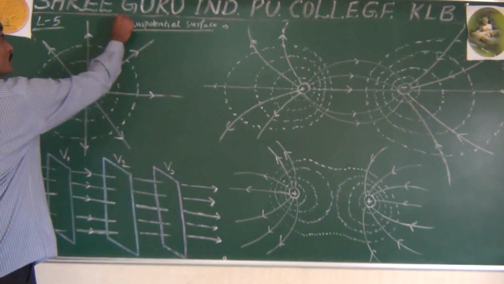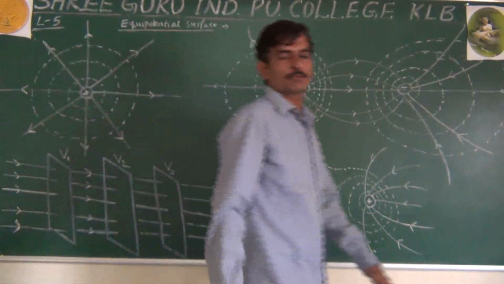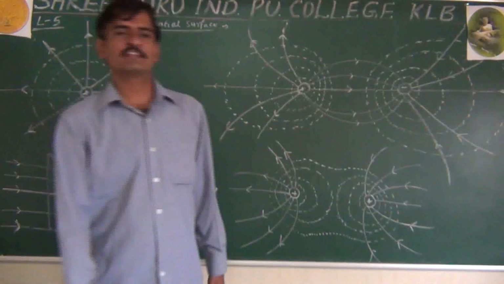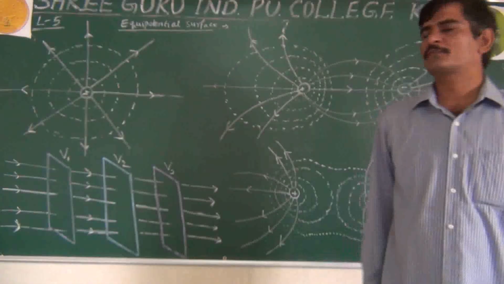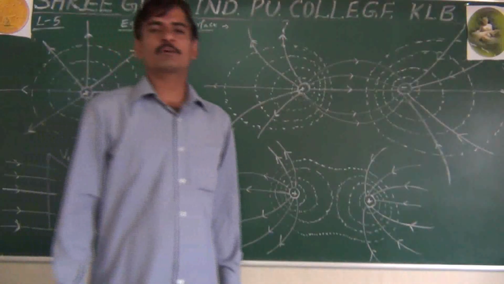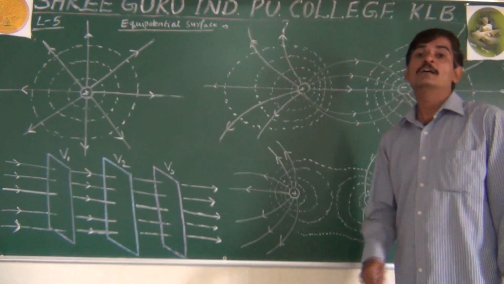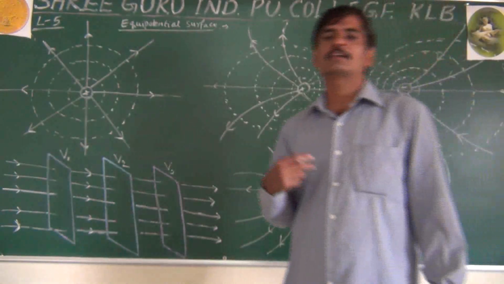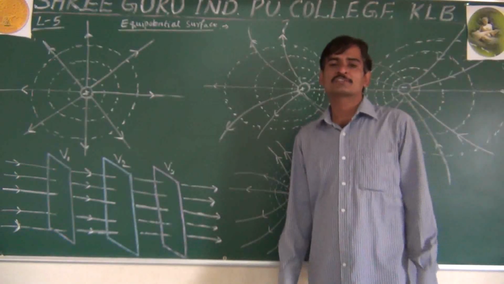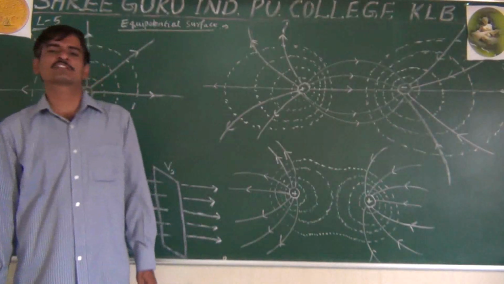Equipotential surface. In the name only, what is an equipotential surface? Equipotential, equal potential surface. Any surface on which potential is the same can be called an equipotential surface. A surface at every point of which the electric potential due to the charge distribution is the same, then that surface is called an equipotential surface.